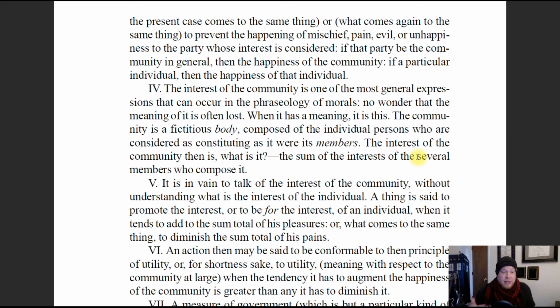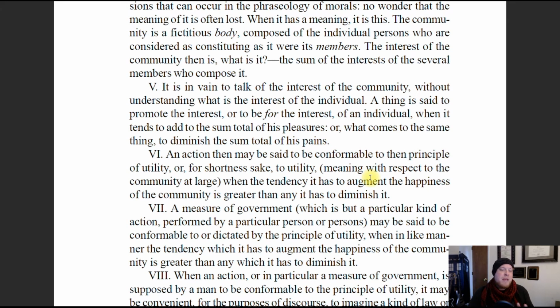The interest of the community then is, what is it? The sum of the interests of the several members who compose it. It is vain to talk of the interest of the community without understanding what is the interest of the individual. A thing is said to promote the interest or be for the interest of an individual when it tends to add to the sum total of his pleasures, or what comes to the same thing to diminish the sum total of his pains. An action, then, may be said to be conformable to the principle of utility, or, for shortness' sake, to utility, meaning with respect to the community at large, when the tendency it has to augment the happiness of the community is greater than any it has to diminish it.